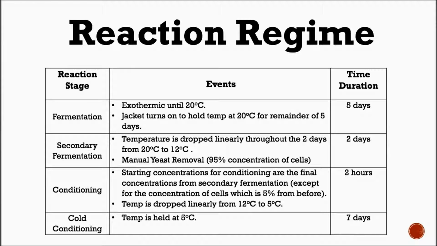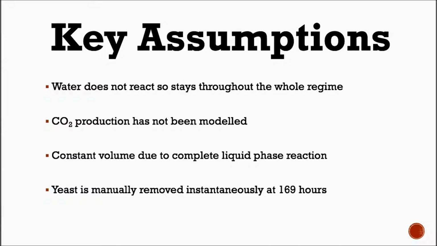The first step, which runs for 5 days, is fermentation at a temperature of 20 degrees. Then secondary fermentation is completed over the course of 2 days, dropping the temperature linearly from 20 to 12 degrees. After this step, 95% of the yeast is manually removed. This can then be transitioned to the conditioning step, where the temperature is linearly dropped over 2 hours from 12 to 5 degrees. Then for 7 days, the temperature is held at 5 degrees in the cold conditioning step.